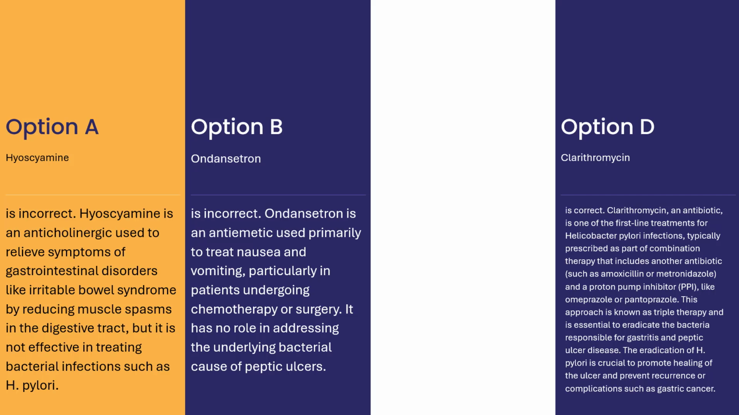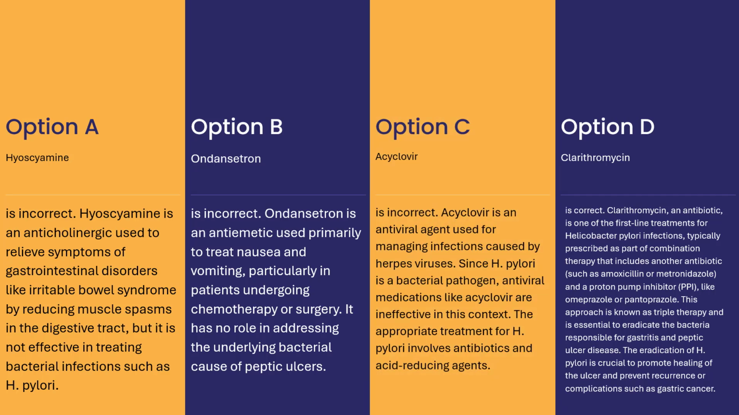C is incorrect. Acyclovir is an antiviral agent used for managing infections caused by herpes viruses. Since Helicobacter pylori is a bacterial pathogen, antiviral medications like acyclovir are ineffective in this context. The appropriate treatment for Helicobacter pylori involves antibiotics and acid-reducing agents. Let's move to the next question.